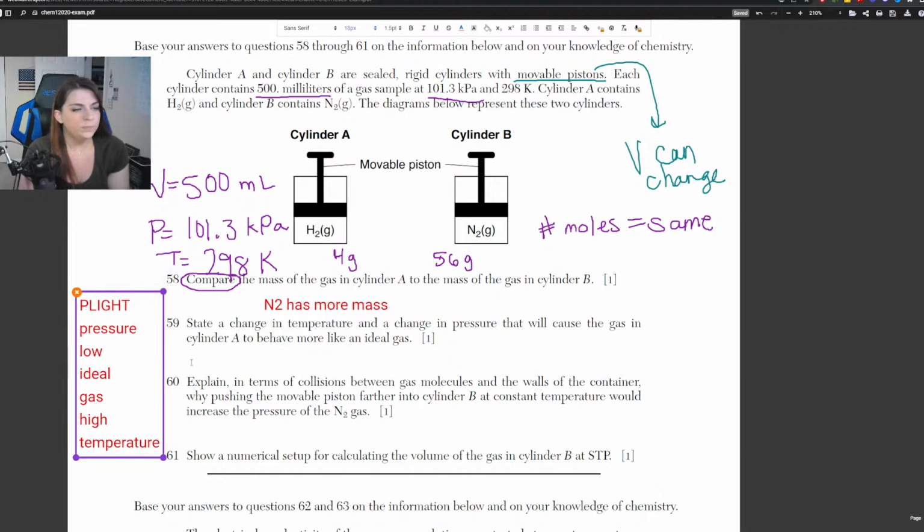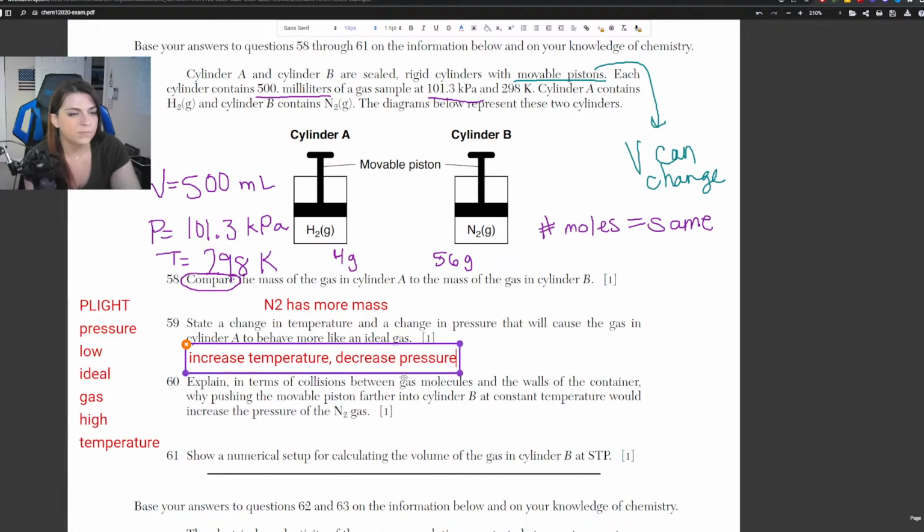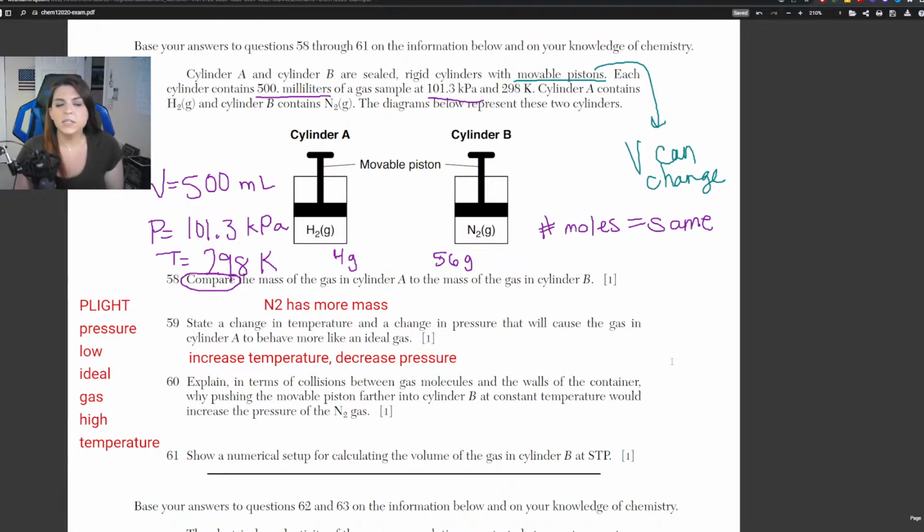So all we want to do to get a gas to behave more ideally in terms of temperature would be to increase temperature and then decrease the pressure. And obviously a change in volume would change pressure, but they don't ask you about volume, so don't say volume. Just stick with the change in pressure. If they ask about volume, the answer is volume, but in this case they asked about pressure, so leave it at pressure.